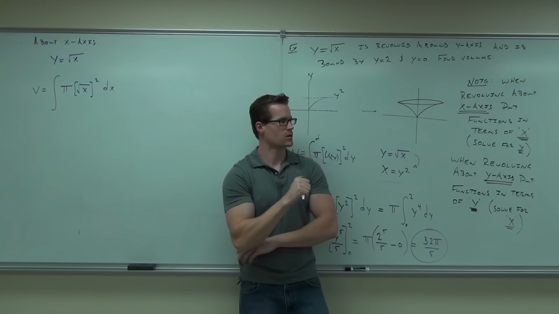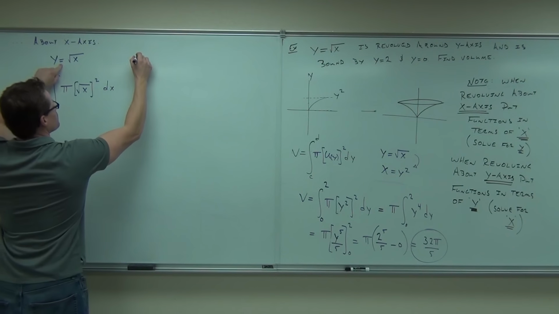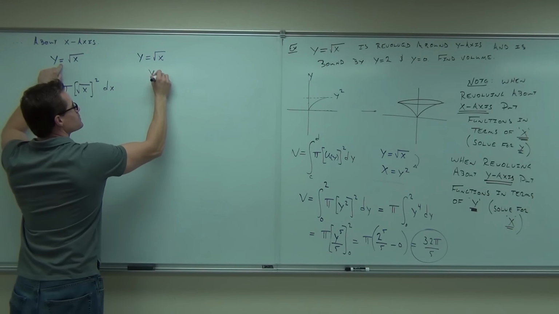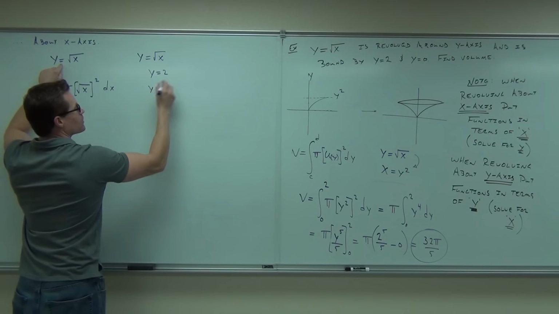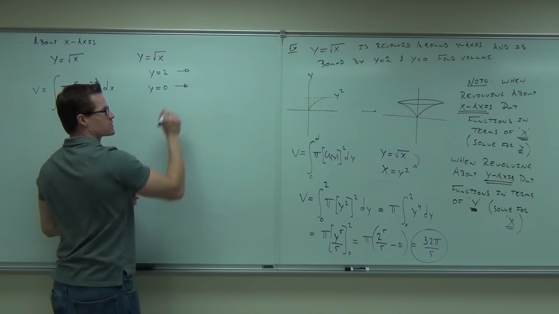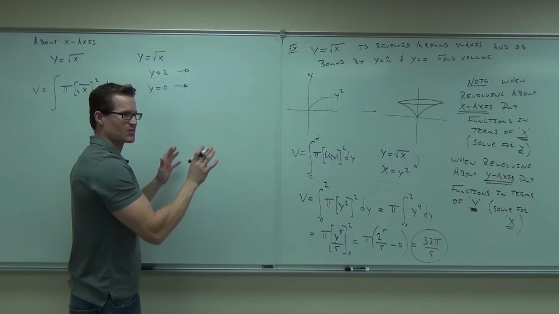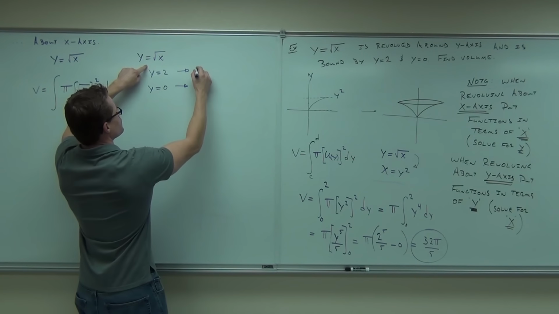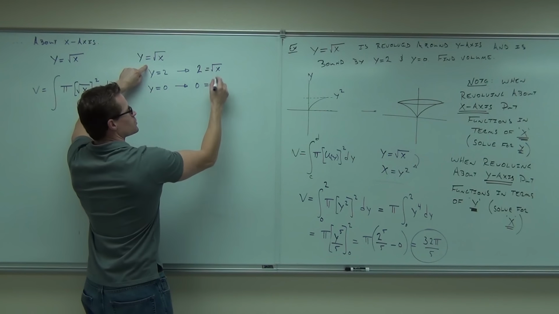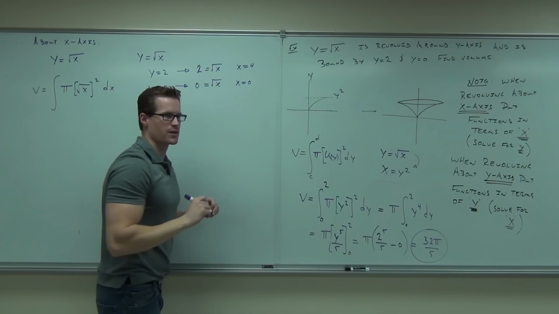Plug them into x. What are you plugging them into? If y equals the square root of x, and you know y is 2 and y is 0, can you figure out x's? Doesn't this look similar to a u substitution when you're changing bounds? Very similar idea. So this says plug in 2 for y. 2 equals square root of x. 0 equals square root of x. Square both sides, x equals 4, and x equals 0. You follow me on that?